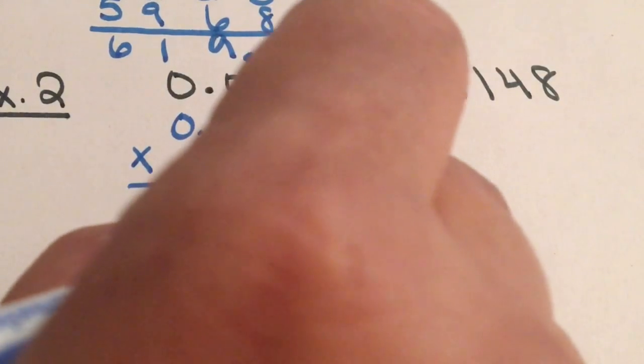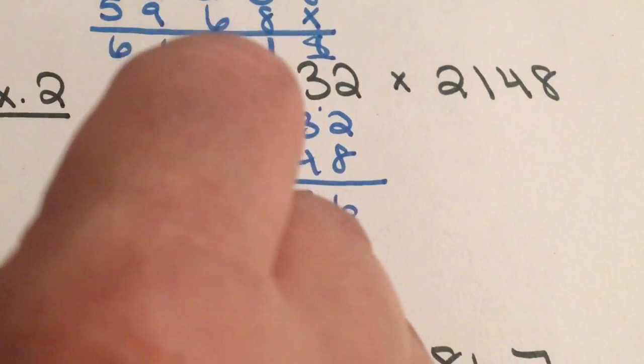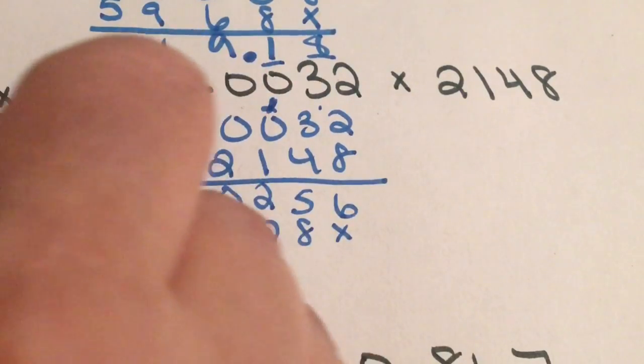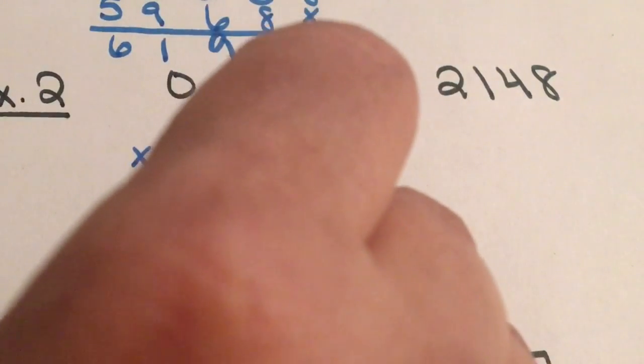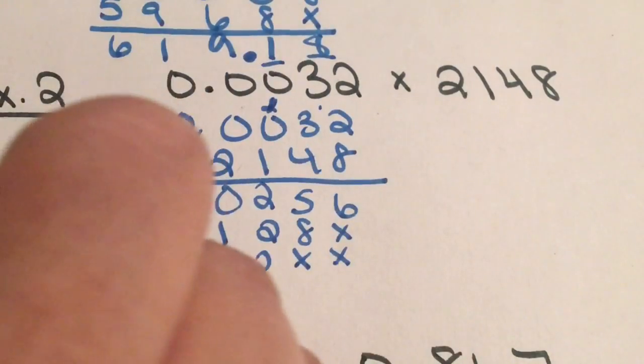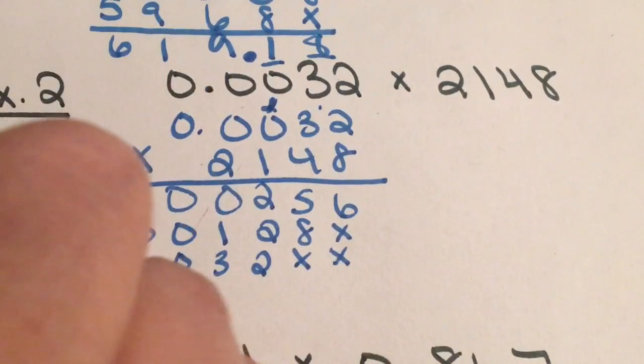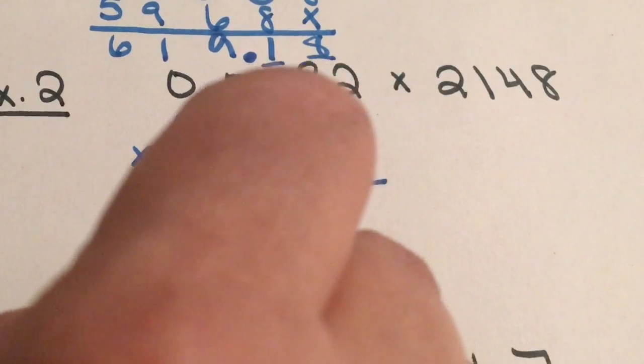Now we're going to move on to the 4. 4 times 2 is 8. 4 times 3 is 12. Carry a 1. 4 times 0 is 0 plus the 1, 0 and the 0. I'm going to move on now to multiplying that 1. 1 times 2 is 2. 1 times 3 is 3. 1 times 0 is 0. 1 times this 0 is 0. And 1 times this last 0 is also 0.